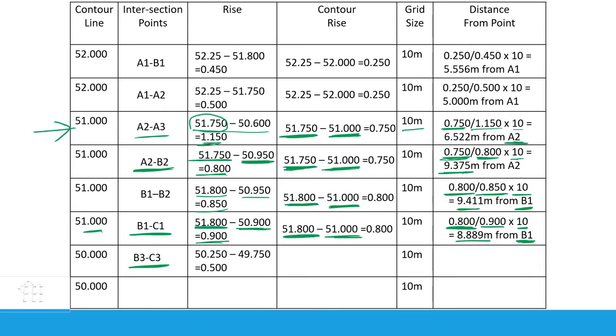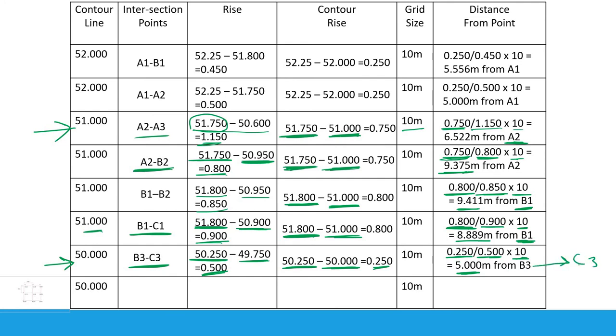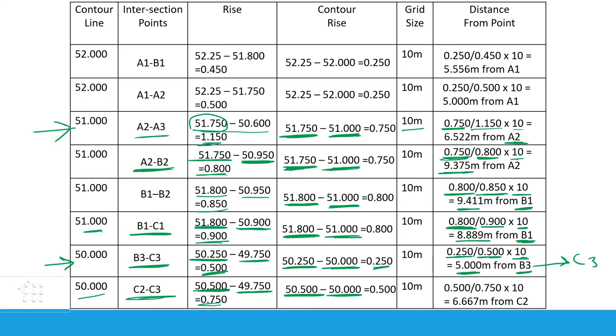So between B3 and C3, B3, the higher one, minus C3, we have 0.5. The higher one minus contour line of 50, because we are drawing contour line of 50 now. And finally the distance, contour rise divided by rise times 10. In this case it is 5 meters from B3 towards C3. We have to measure from intersection point B3 5 meters towards C3. And finally between C2 and C3 we have a contour line of 50. So the reduced level of C2 minus the reduced level of C3, this is the answer. The reduced level of the higher one, C2, minus contour line of 50. And finally the distance from C2 towards C3 should be 6.667.